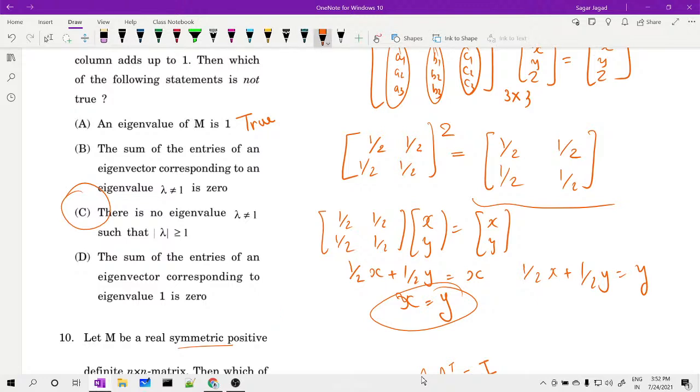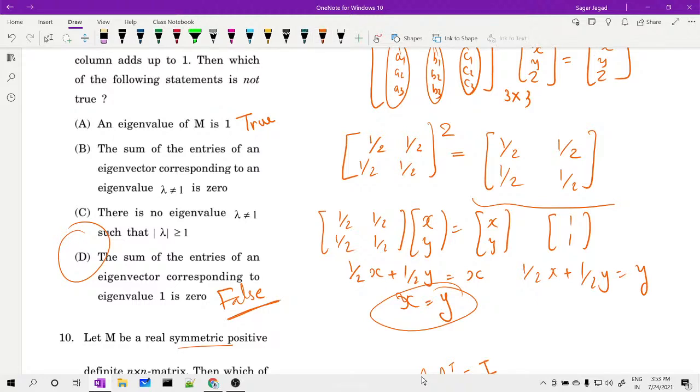This 1 comma 1, yes, it is 1 comma 1. If I just apply, it is half times half plus 1, yeah. So the sum of the entries of an eigenvector corresponding to the eigenvalue 1 is 0. This is nothing but a wrong statement, so this is false. Okay, so good question. It troubles us, but what we learn is that the sum of the entries of an eigenvector corresponding to an eigenvalue is 0 for other than 1. Otherwise not.